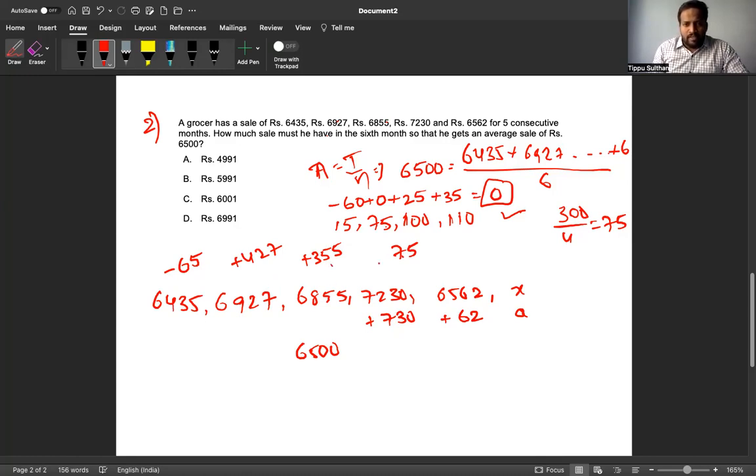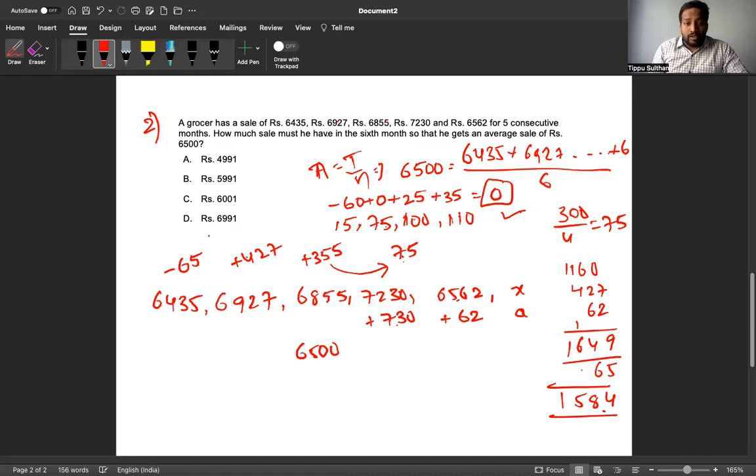But for me, it is 350 plus 70 is 420 plus 10, 430. 430 plus 730, 1160. Okay, 1160 plus 427 plus 62. Yes. So first add all this. It's 1649 minus 65. This is minus, guys.